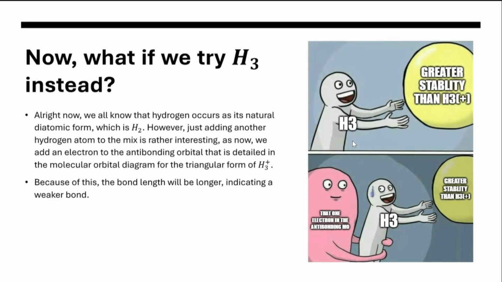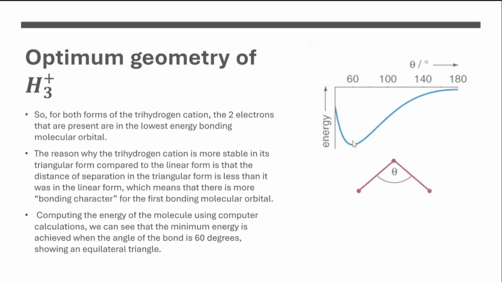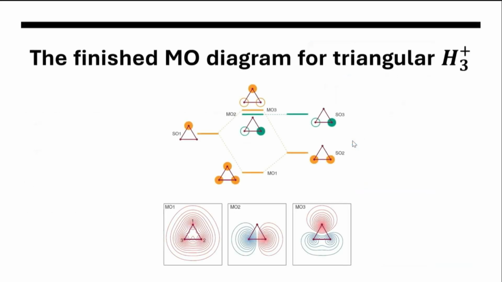Now, what if we try just plain H3 instead? So instead of the trihydrogen cation, it's just trihydrogen. We all know that hydrogen occurs in its natural diatomic form, which is H2. But what if we try something like H3? Let me go back to a triangular form.